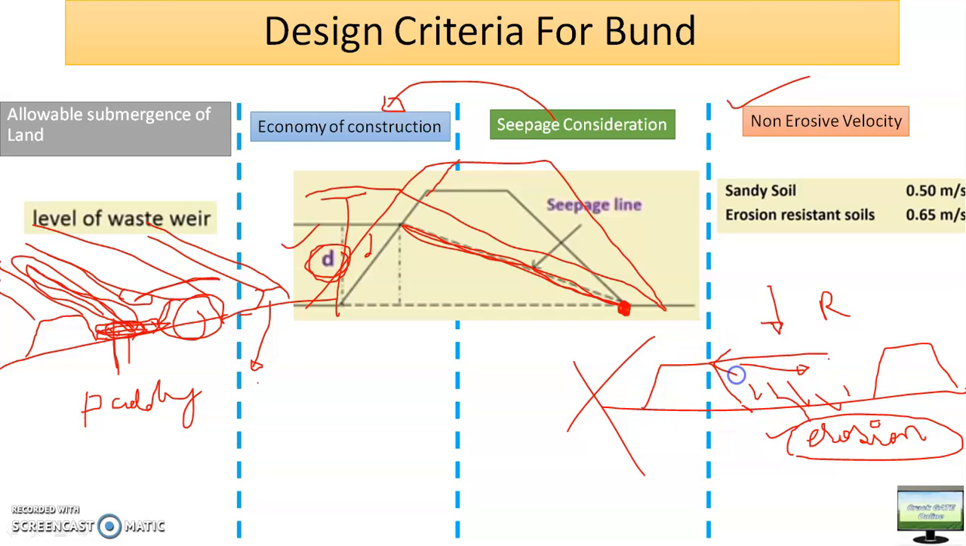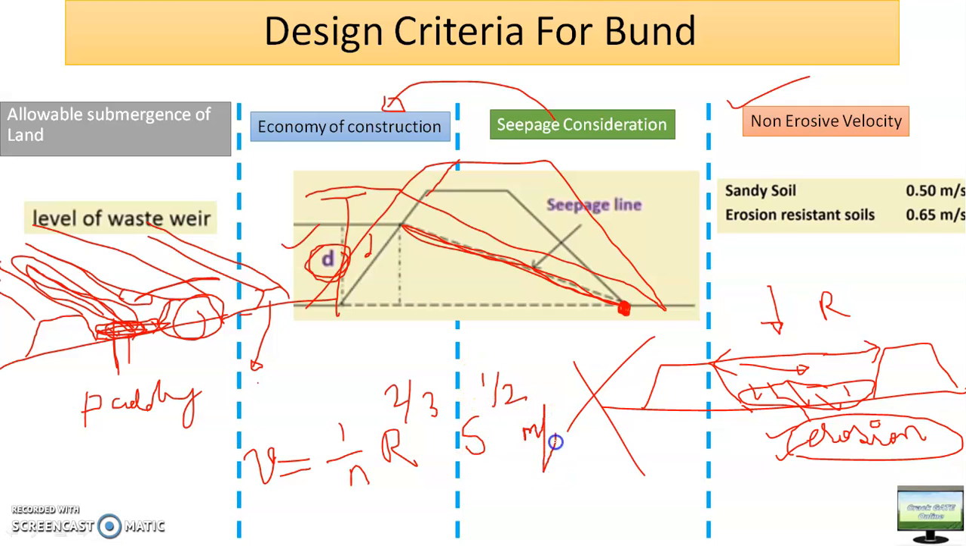The distance between these two bunds should be such that it stores the optimum quantity of water without any erosion. I think you all know the formula for erosive velocity, that is Manning's equation, V = (1/n) R^(2/3) S^(1/2) in meter per second. So tell me by thinking, what will be the value of V for sandy soil? Will it be higher or lower? Definitely it will be lower.